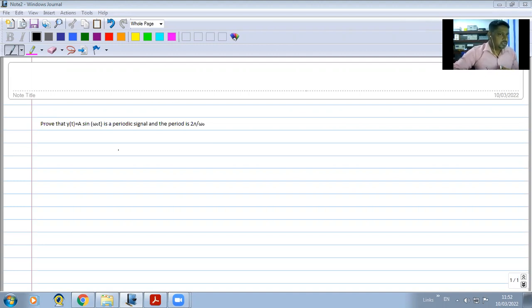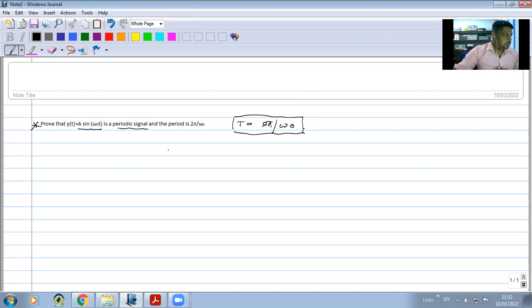So we are going to do this question. I hope this is a very important result we are going to derive. We are going to prove that the sine signal is a periodic signal, and the period, let's say the period is T, is equal to 2 pi by omega naught. So this is what we are going to derive or prove.